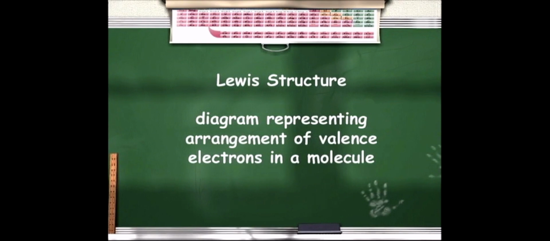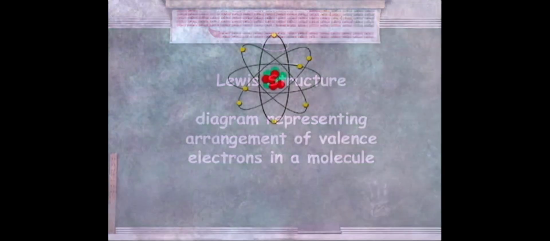A Lewis structure is a diagram representing the arrangement of valence electrons in a molecule. The Lewis structure shows the element symbols with dots to represent the valence electrons. A Lewis structure is correct when all of the atoms are stable with full outer energy levels, and the number of valence electrons used matches the number of valence electrons available.